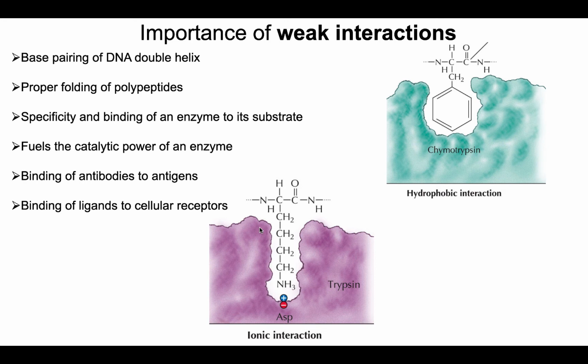That's going to be the place that binds to the substrate, and here's the substrate. Now, one of the reasons that that very specific substrate binds here is because of weak interactions. In this case, ionic interactions between one of the amino acids of trypsin and an amino group here of the substrate. Okay. We have weak interactions being important for fueling the catalytic power of enzymes, of the binding of antibodies to their antigens, and the binding of ligands to various cellular receptors.